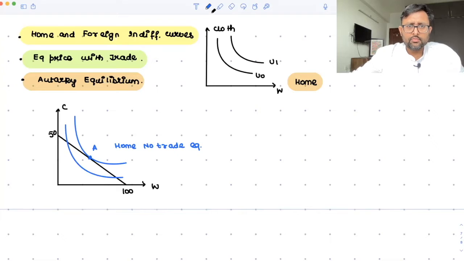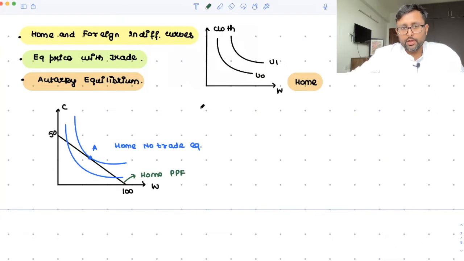And this guy was the home PPF. So this is the point of no trade equilibrium at home, or Autarky equilibrium. Okay.